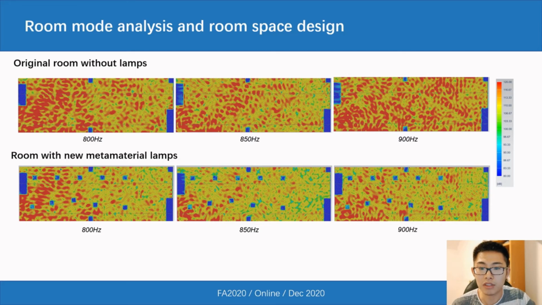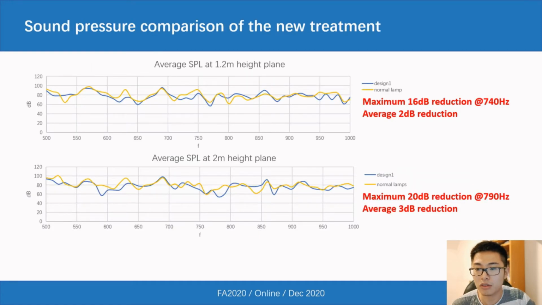We can also average the sound pressure level at different heights in the room. The top plot is a linear average of sound pressure level at 1.2 meters, which represents a scenario when people sit. We observe that the new metamaterials provide a maximum 16 dB reduction and an average of 2 dB reduction over the target frequency band.